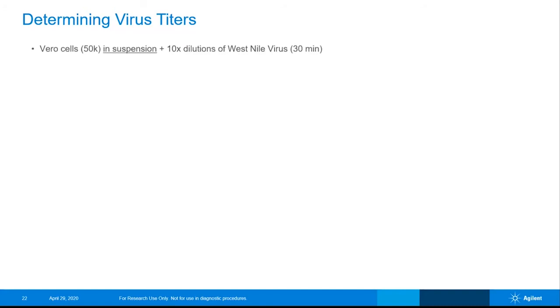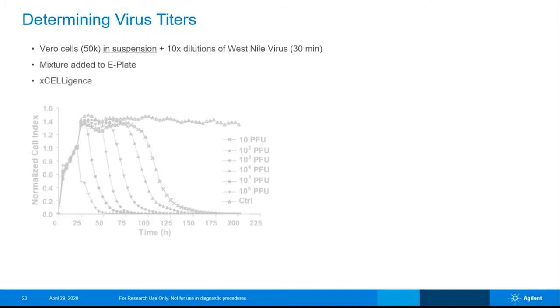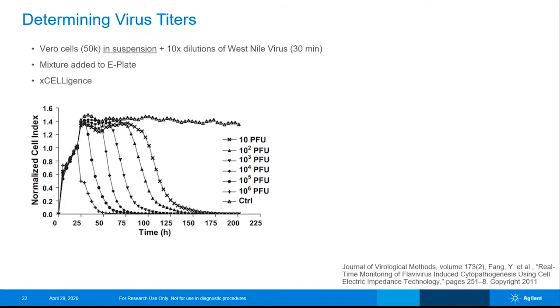So in this case, again, there's 50,000 Vero cells per well. They're in suspension. They were mixed with 10x dilutions of West Nile virus and pre-incubated for 30 minutes. And then that mixture was added to the plate. xCELLigence was used for reading this. And so just to orient us, again, here we're seeing the uninfected cells, so they're plateaued.